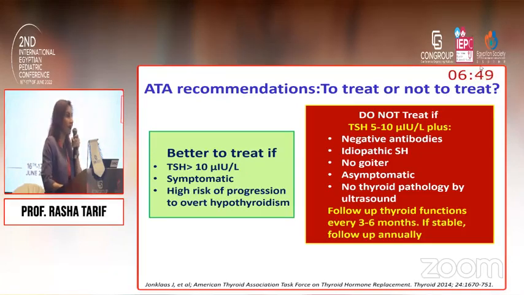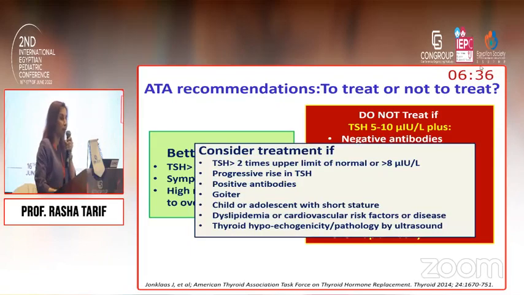And they clearly mentioned, do not treat if the TSH is from 5 to 10, especially if the antibodies are negative, idiopathic, no goiter, asymptomatic, and no thyroid pathology by ultrasound.